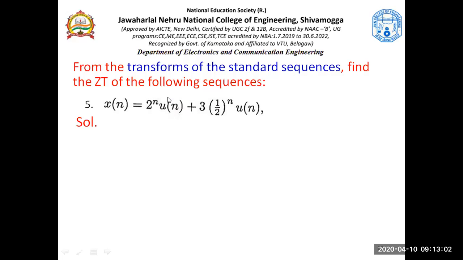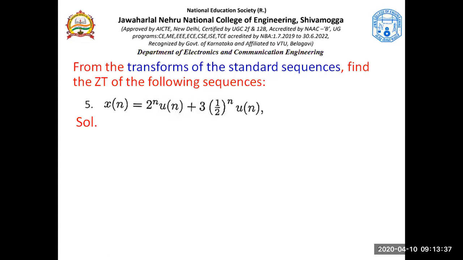So if you know the transform of the positive time exponential, we can directly write the transform for this. What they mean by saying this is you're not again going by the equation, X of z equal to summation n ranging from 0 to infinity. No, you're not going with that equation. You're going with the results of the standard sequences which we have obtained for a power n u of n, that is the positive time exponential. Similarly, this also is a positive time exponential.